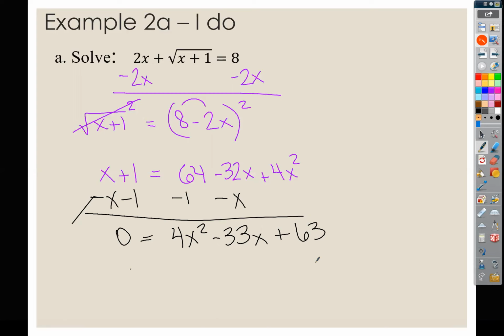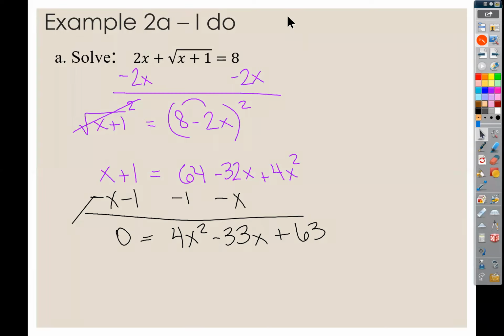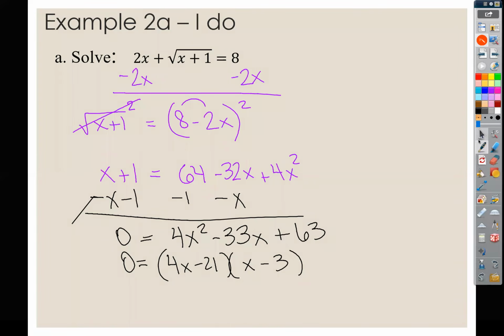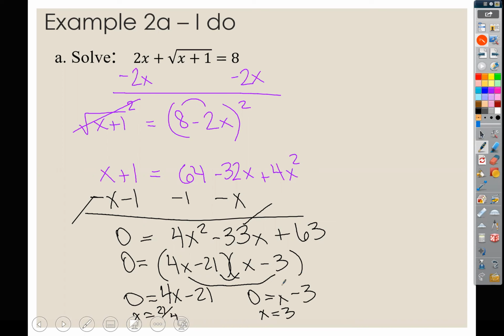So let's see. When I factor this, I get 0 equals (4x minus 21) times (x minus 3), because negative 21 times x is negative 21x, and 3 times negative 4 is negative 12x, which would give me negative 33x in the middle. When I set these equal to 0, I would get x equals 21 over 4 and x equals 3.